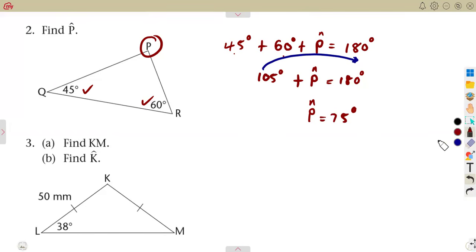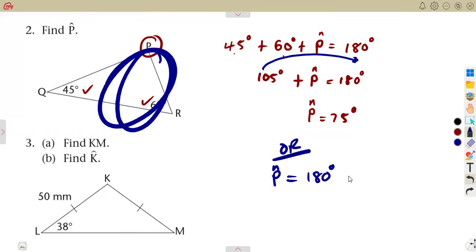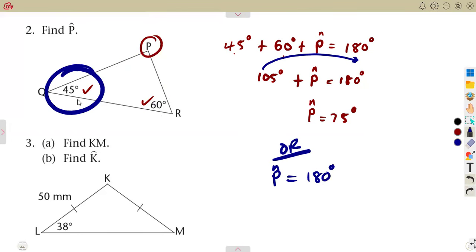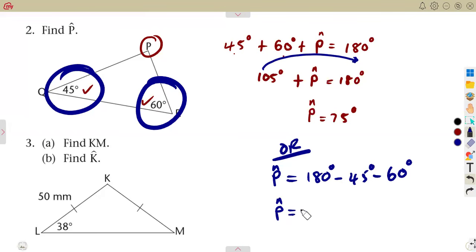Just like that. So angles in a triangle, or like I said, you can simply take this direct angle P is equal to 180 degrees, angles that are inside. Then you subtract what you are given, the 45 degrees and the 60 degrees. You subtract them. So it's a simple, direct subtraction like that, and you are going to obtain the same answer of 75 degrees. It's another way that you can find angles in a triangle.